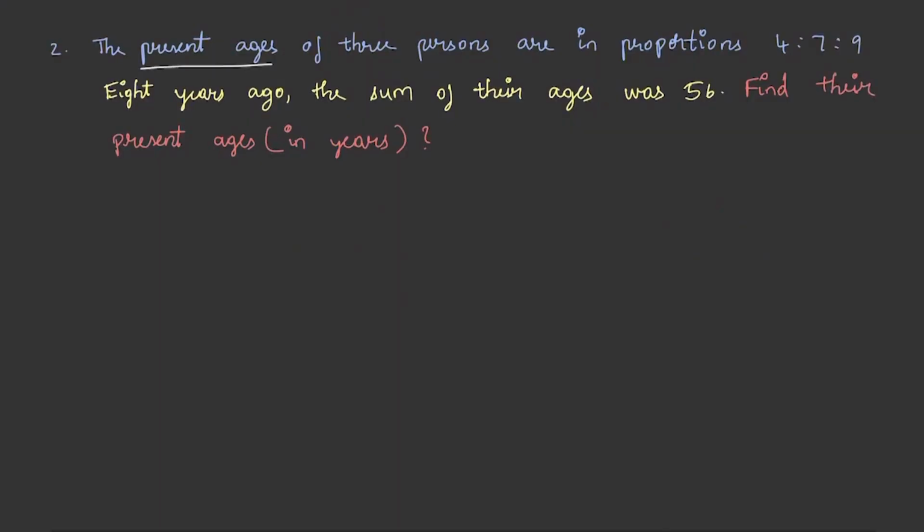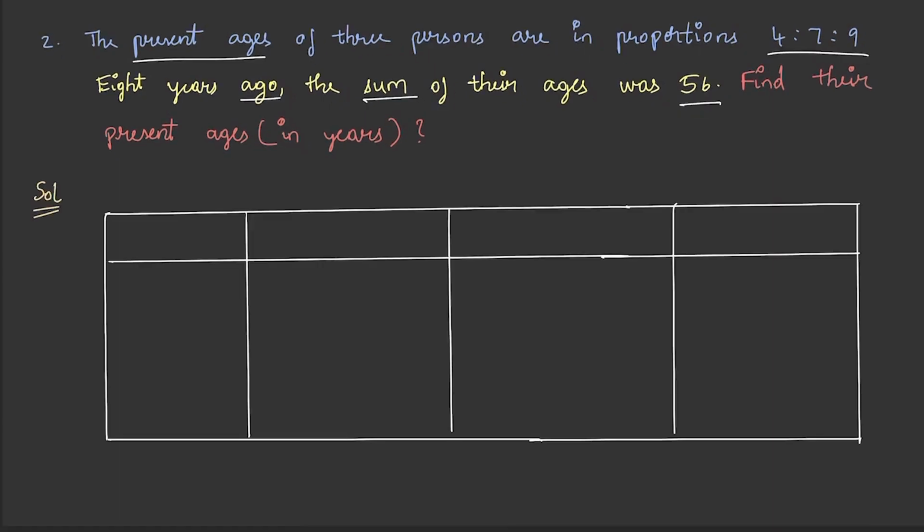The present ages of 3 persons are in proportion 4 is to 7 is to 9. 8 years ago, the sum of their ages was 56. Find their present ages. In the previous question, we were asked to find out the ratio after 4 years. But here, we need to find the present ages. We shall divide the question into parts and drop them in these columns. Present age ratios of 3 persons. Let's say the 3 persons as A, B and C. A is to B is to C is equal to 4 is to 7 is to 9.